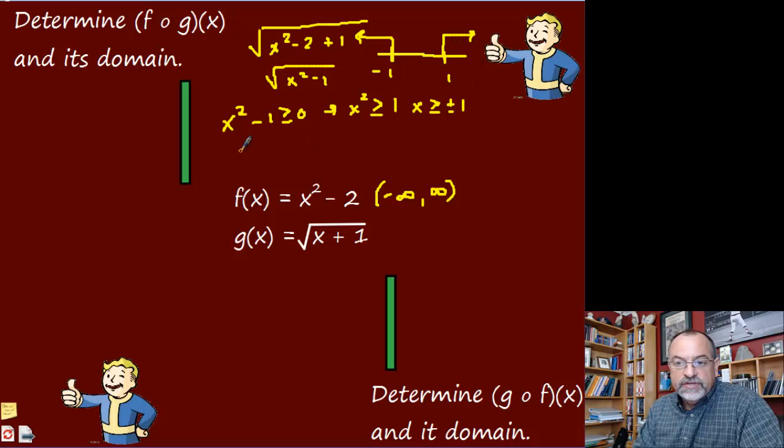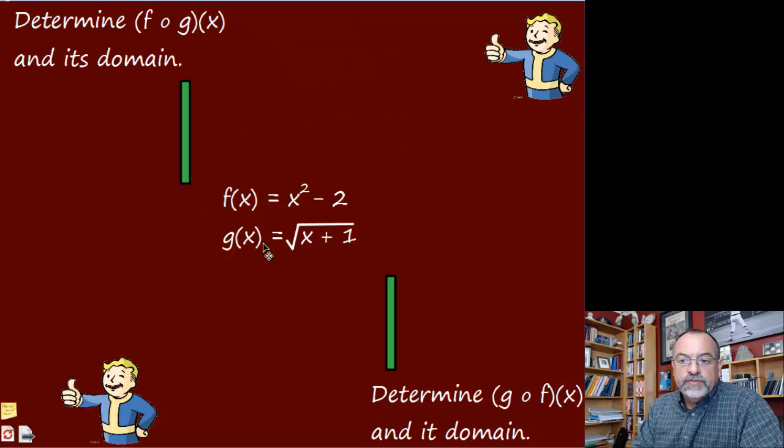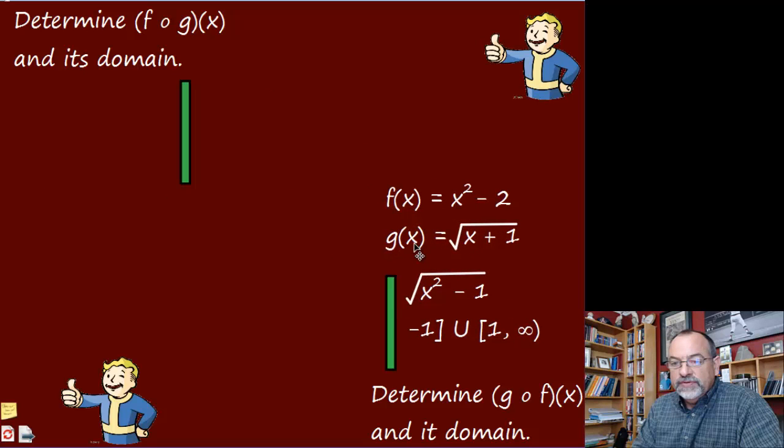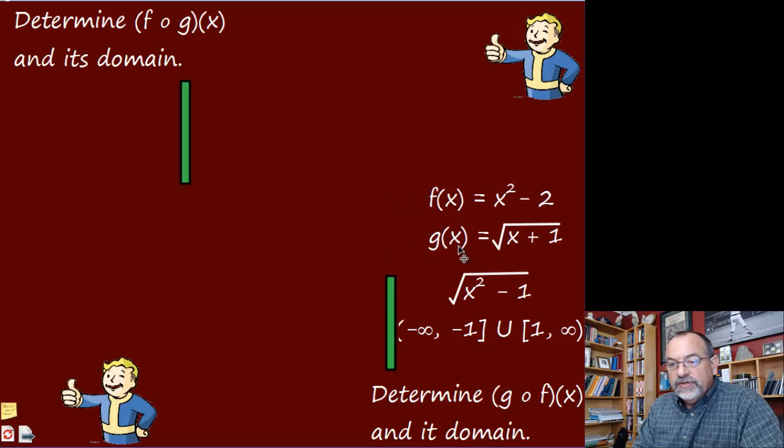So our domain for this new function is going to be from negative infinity up to negative 1, and that's included, in union with from 1 up to positive infinity. Wrong way. We're going on this f composed with g of x. So right to there. Okay, and you can see again from negative infinity up to negative 1, and then from 1 on the other side to positive infinity.